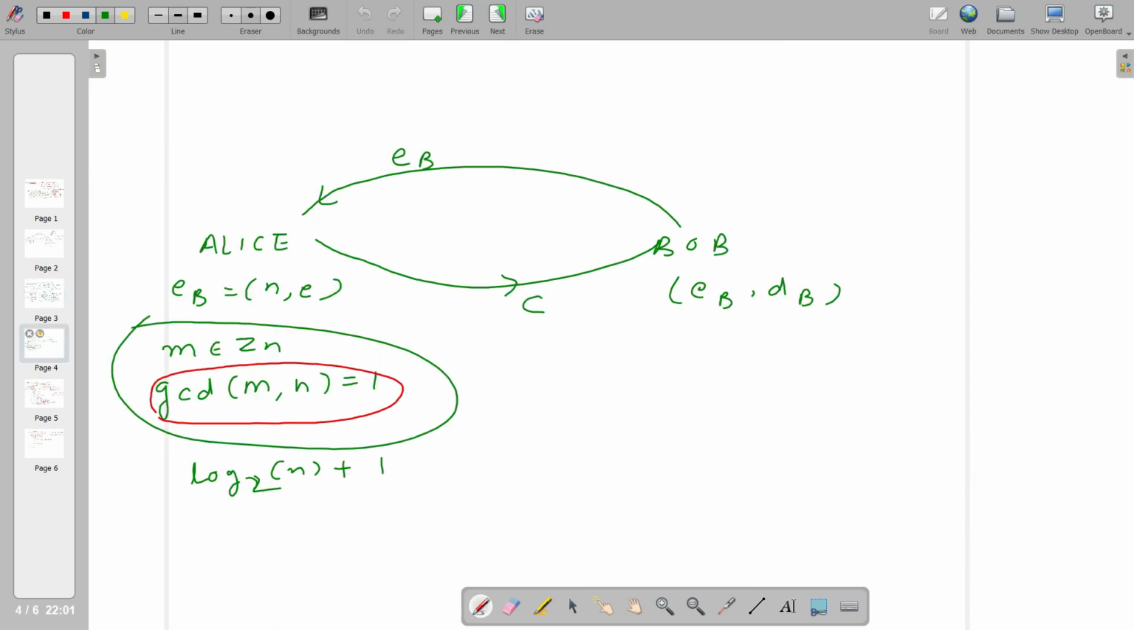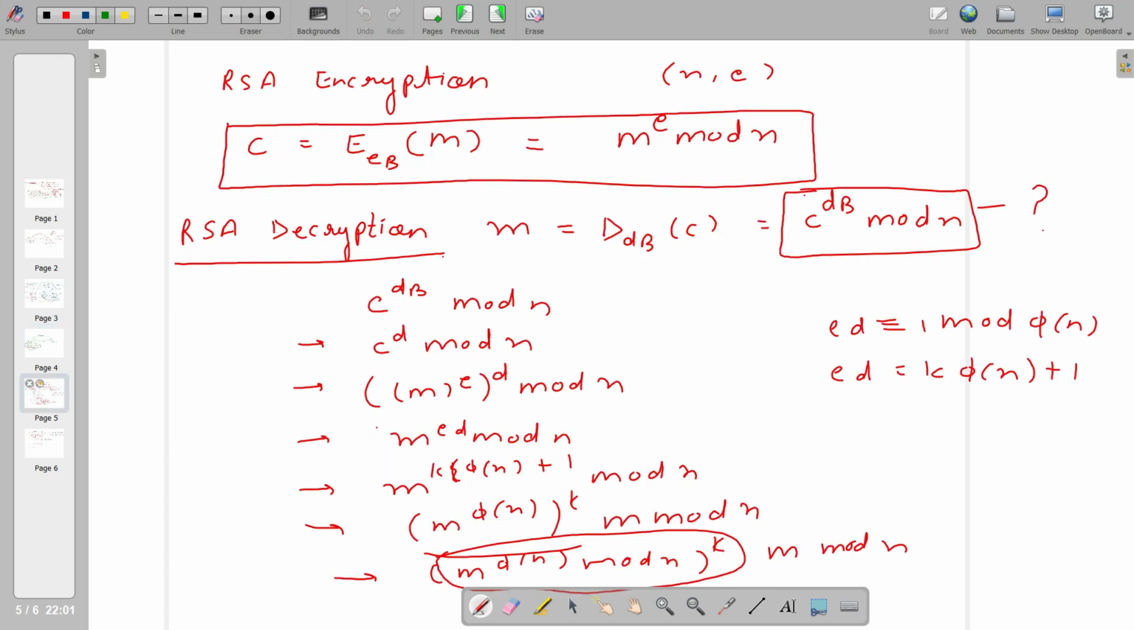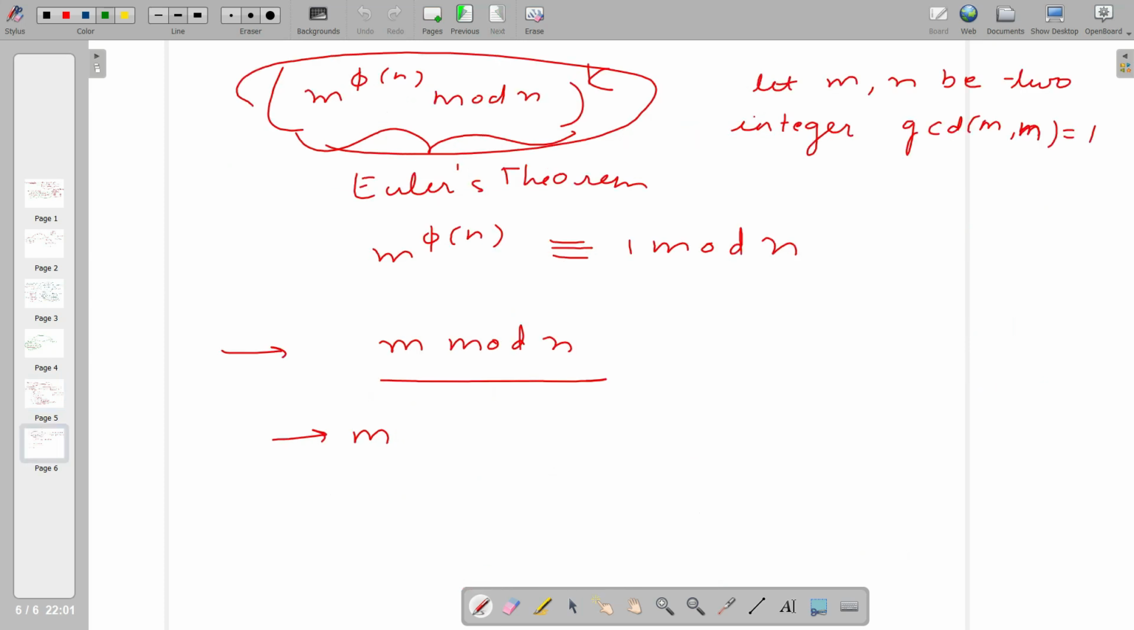So this is the setup. One more thing: the message m should belong to Zn, and GCD of m and n should be 1, so that we can decrypt it. In the RSA crypto system, the ciphertext encryption is c equals m to the power e mod n, and decryption is c to the power d mod n. How this decryption works, we have already discussed.